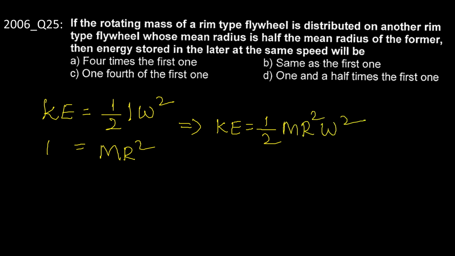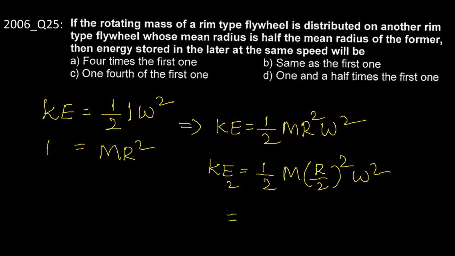Now after reducing the radius to half, kinetic energy is equal to half of m (R by 2) square omega square, that is equal to 1 by 2 times m R square omega square by 4. So the correct answer is 1 by 4 times the first one, 1/4 of the first one. Option C is the correct option.